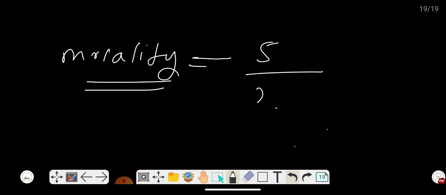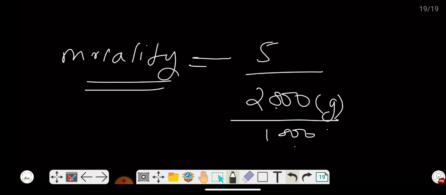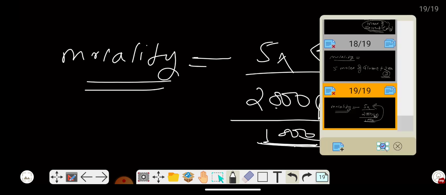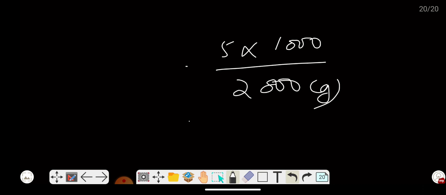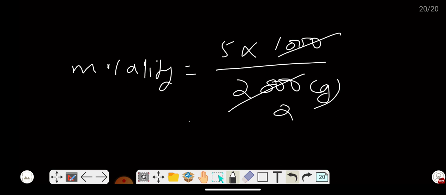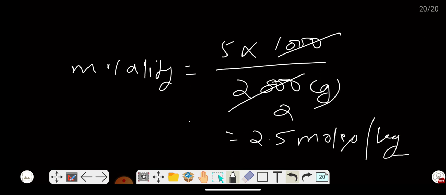So the mass of solvent, here the solvent is H2O, is given in grams. Now this gram can be converted into kg by dividing by 1000. So this 1000 comes here and it will be multiplied. Now it will be 5 into 1000 divided by 2000. It is no longer in grams because it has already been converted. So molality is again 2.5 moles per kg.